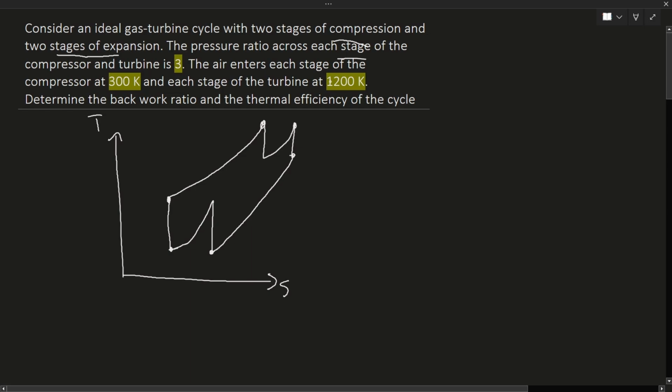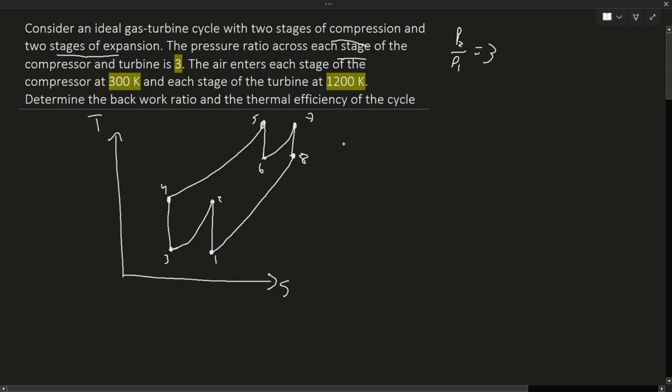Next, the pressure ratio across each stage of the compressor and turbine is 3, okay? That's just a fancy way of saying P2 over P1 equals 3. Air enters each stage of the compressor at 300, and each stage of the turbine at 1200. Determine the back work ratio. Okay, whatever. Step 1, 2, 3, 4, 5, 6, 7, and 8.